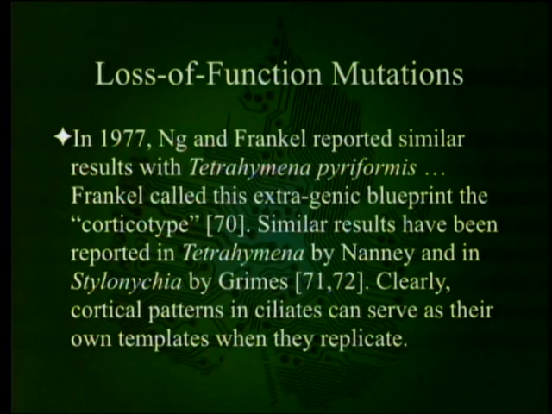In 1977, Ng and Frankel reported similar results with Tetrahymena piriformis. Frankel called this extragenic blueprint the corticotype. Similar results have been reported in Tetrahymena by Nanny and in Stylonychia by Grimes. So, excuse me, four researchers, three different organisms, reproducible in one organism at least. And you can just turn those little suckers around and the organism multiplies with that turned around patch reproduced. Clearly, cortical patterns in ciliates can serve as their own templates when they replicate.